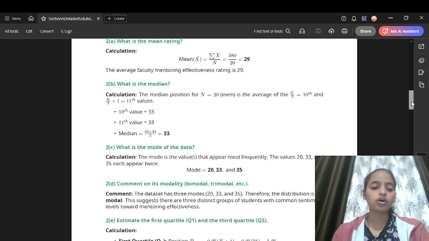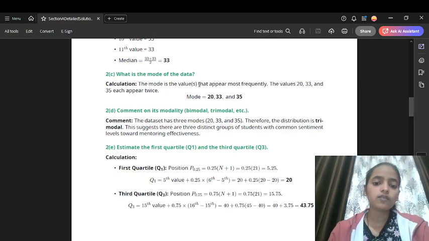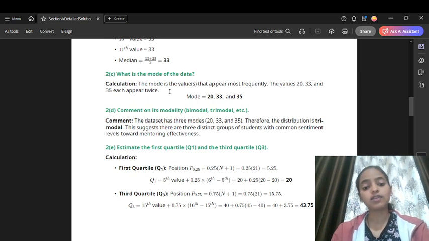Now what is the mode of the data? The mode is the value that appears most frequently. The values 20, 33 and 35 each appear twice. So the mode is 20, 33 and 35. Comment on its modality: bimodal, trimodal, etc. The dataset has three modes: 20, 33 and 35, as seen in part C of question 2. Therefore, the distribution is trimodal. This suggests there are three distinct groups of students with common sentiment levels toward mentoring effectiveness.